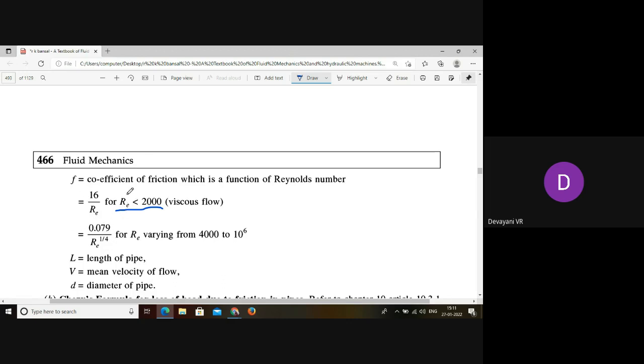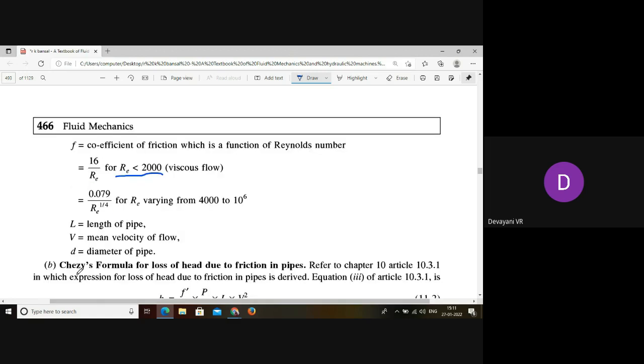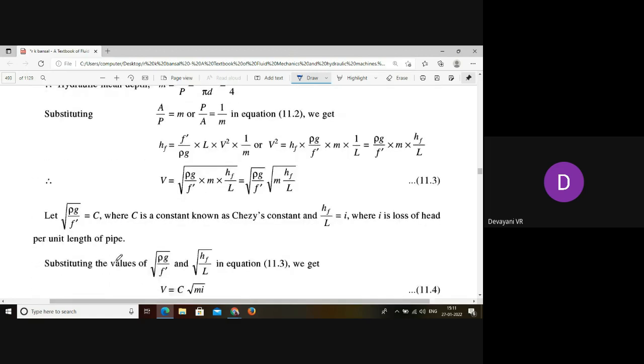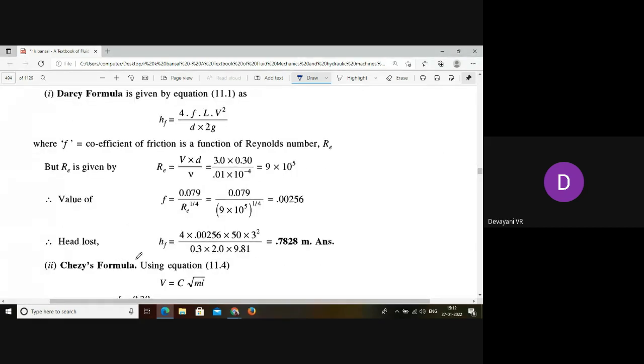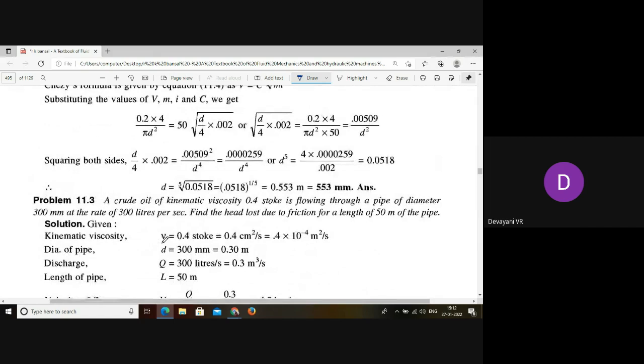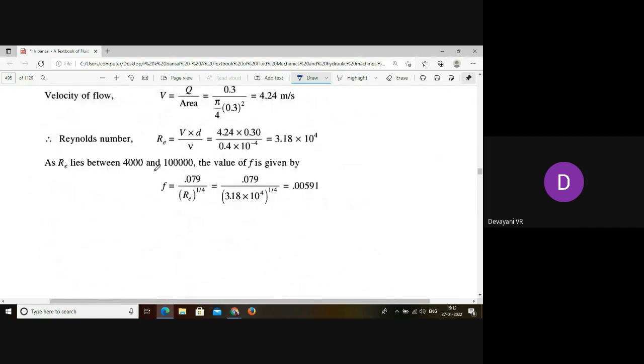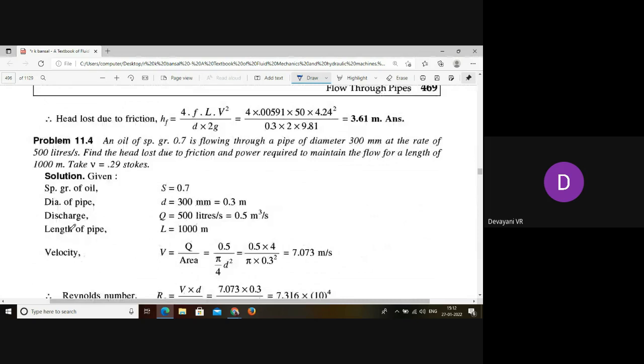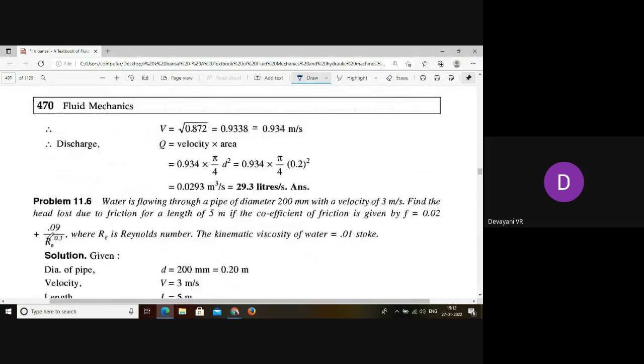And to calculate the Reynolds number, we have the formula rho V D by mu, isn't it? So using that formula, we can calculate the Reynolds number, and using the Reynolds number we can calculate the coefficient of friction, and using the coefficient of friction, diameter, length and velocity we can find out the head loss due to friction, right? So these are the formulas, and in the last class we discussed some problems related to this also. So let's go to the problems related to the minor losses.